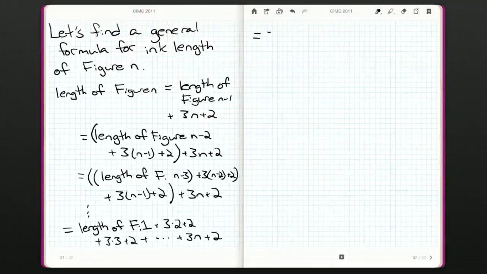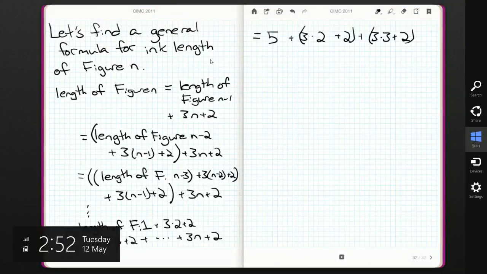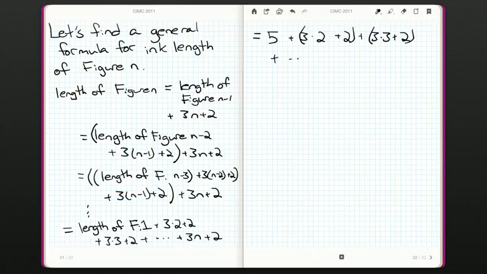Three times 2 plus 2, plus 3 times 3 plus 2. Let's bracket these together so we know that they come from the same reasoning. They come from the same statement. Plus 3n plus 2. Now I noticed something really nice. 5 is 3 times 1 plus 2. So I'm going to plug that in.